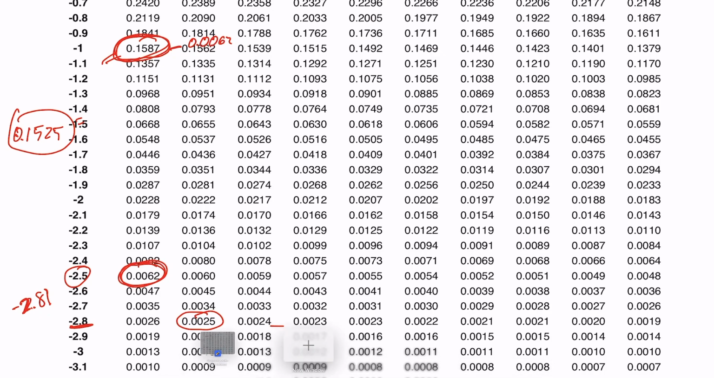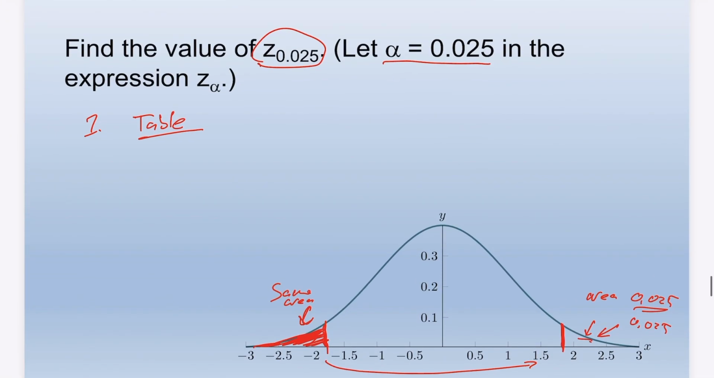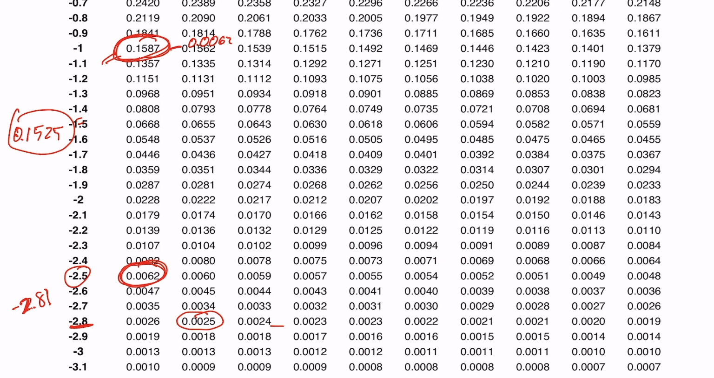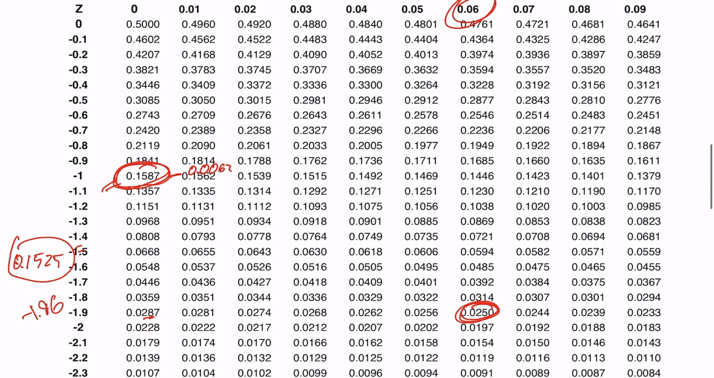Now let me just make sure that was the right area. Go back. Here. No, it's the wrong area. Dang it. Okay. Not 2.81. Okay, we're getting close. Oh, there it is. Negative 1.96. Negative 1.96. So that's the area.